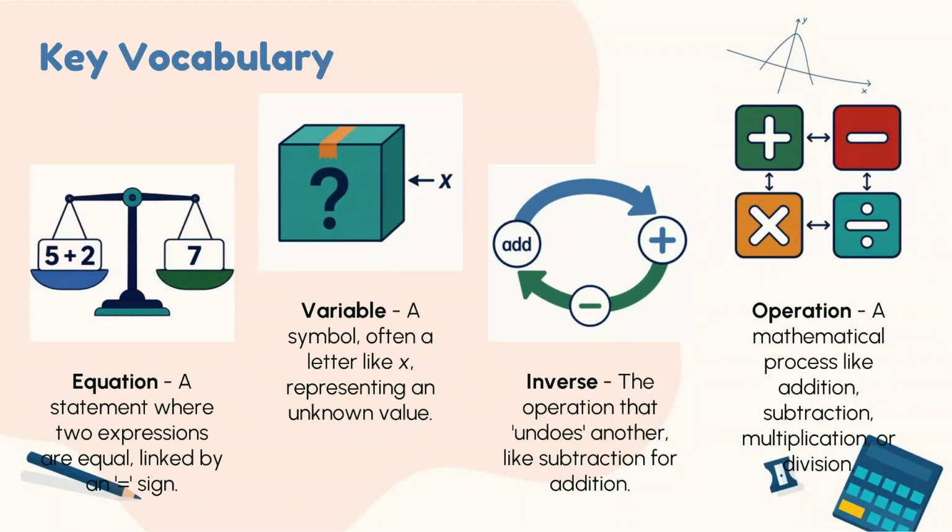Let's begin with the key vocabulary. An equation is a statement where two expressions are equal. It always has an equal sign. A variable is a symbol, often a letter like x, that represents an unknown value. An inverse is an operation that undoes another operation. For example, subtraction undoes addition, and division undoes multiplication. An operation is a mathematical process, such as addition, subtraction, multiplication, or division. These words will help us explain each step clearly as we solve equations.